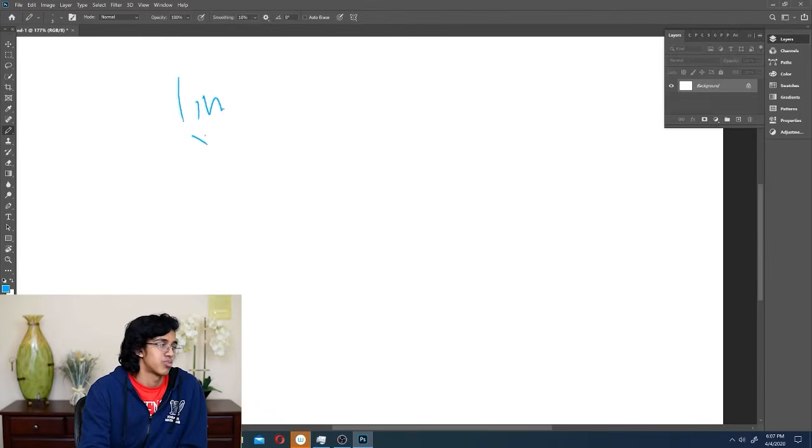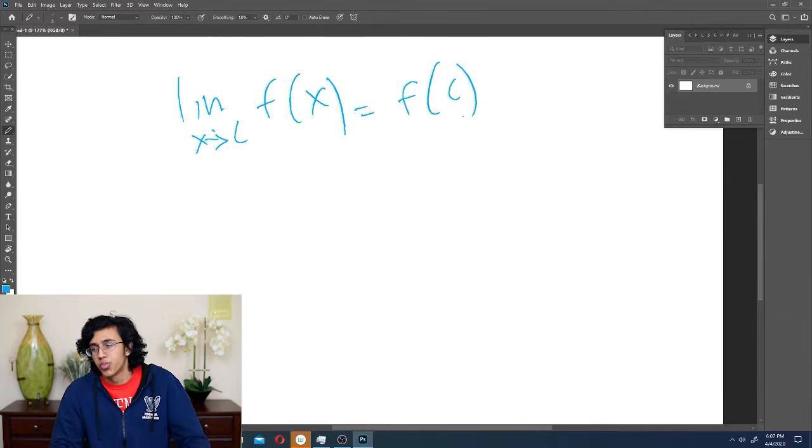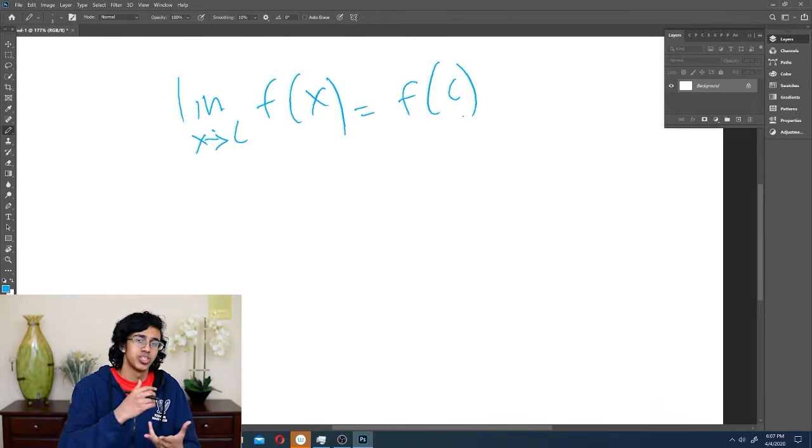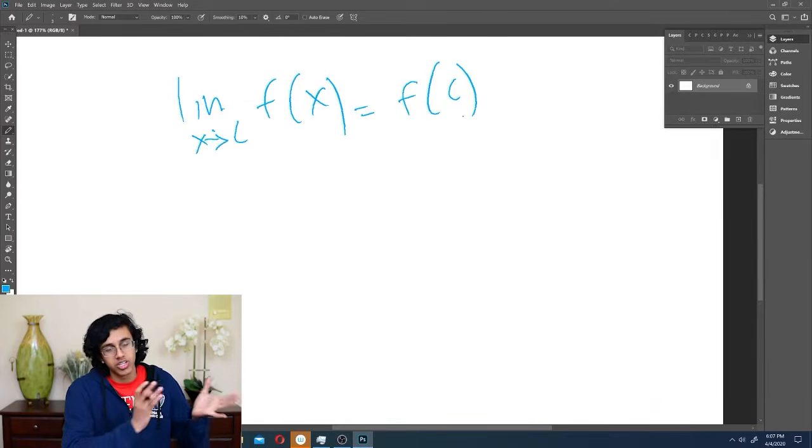Now, for the most part, you can find limits just by plugging into the function. So let's say you have the limit as x approaches c of f of x. This is always equal to f of c, generally for all normal functions, unless it's weird and has asymptotes or jump discontinuities. But for a continuous function, this is basically true.